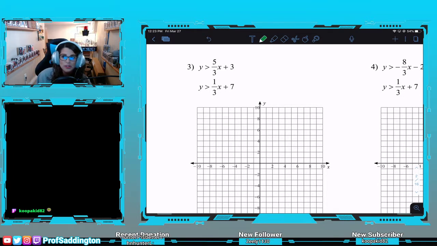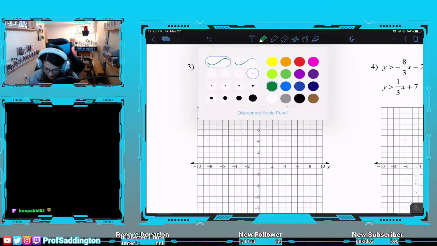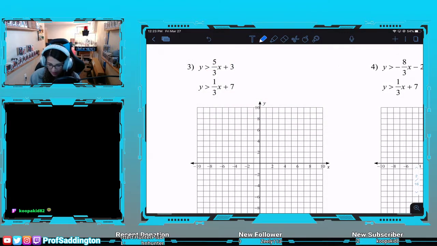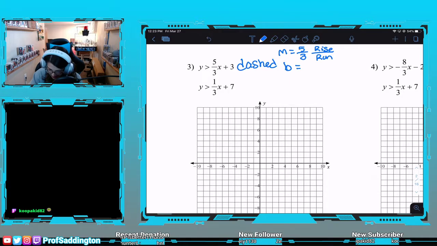So we've got 2 inequalities written there. I'm just going to start with the top one. We have strictly greater than, so this is going to be dashed. And I'm going to state my m, my slope, which is 5/3. Again, remember, slope is rise over run. And I'm also going to state the y-intercept, which is 3. So we're labeling it dashed. We don't forget to make it dashed. We have our slope and our y-intercept.